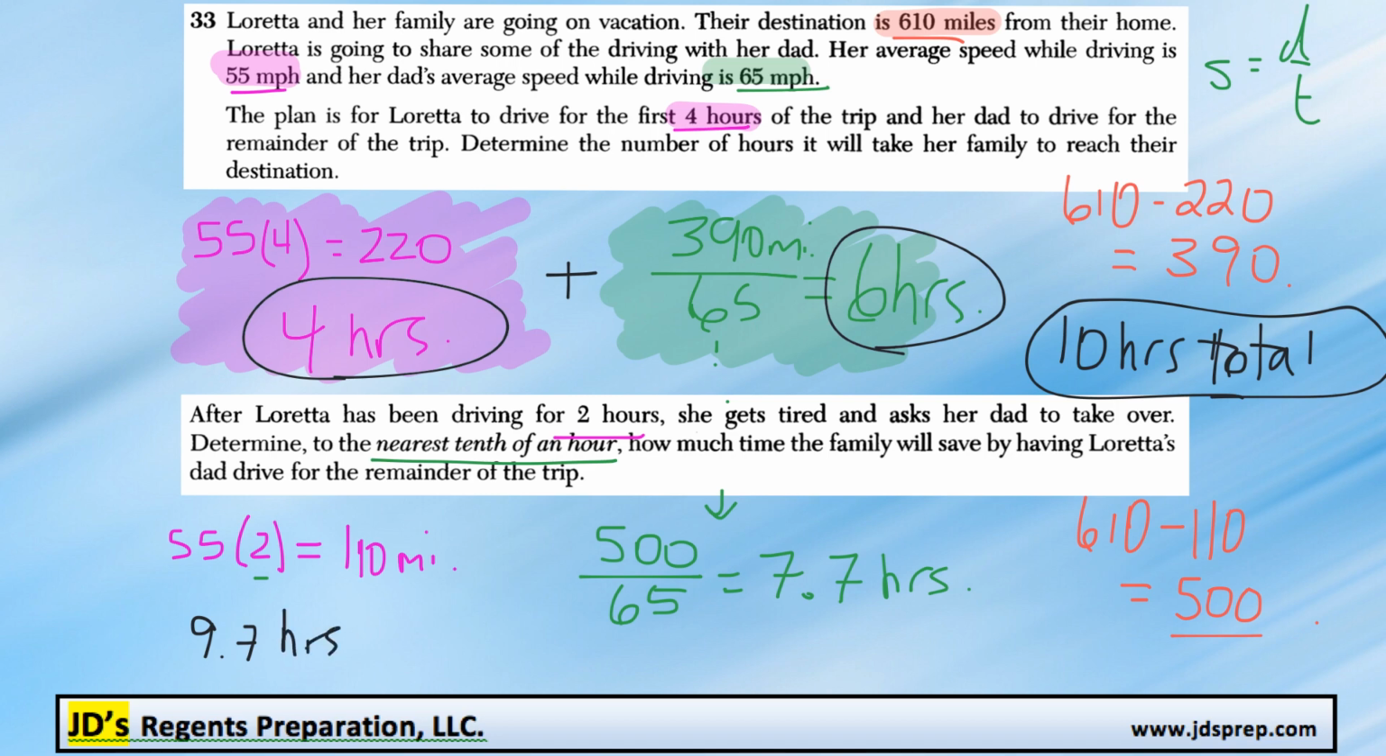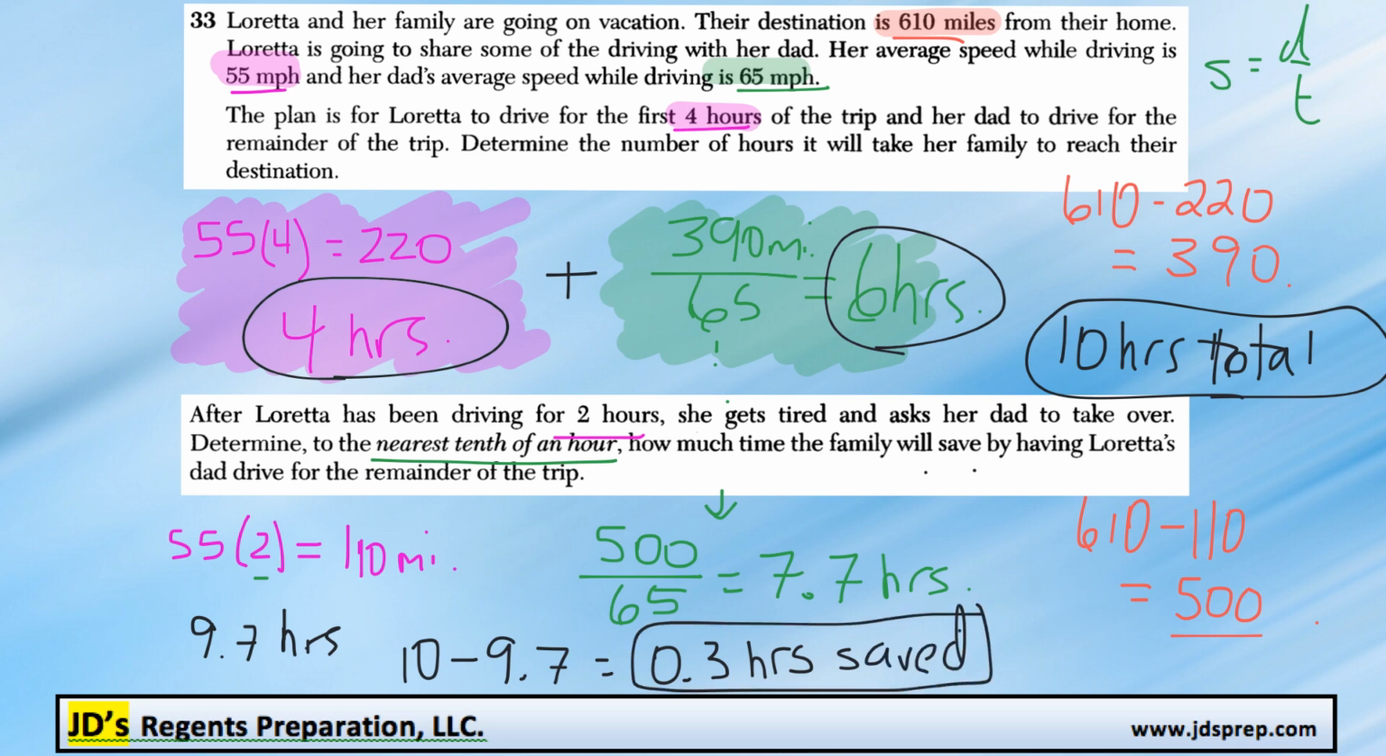And then the question is, how much time will they save compared to the previous situation? So we would take the 10 hours, subtract 9.7, and we would get 0.3 hours saved. Now, we could convert that into minutes, although it actually doesn't tell you to. It does want it to the nearest tenth of an hour. So that is the correct way to show the solution.